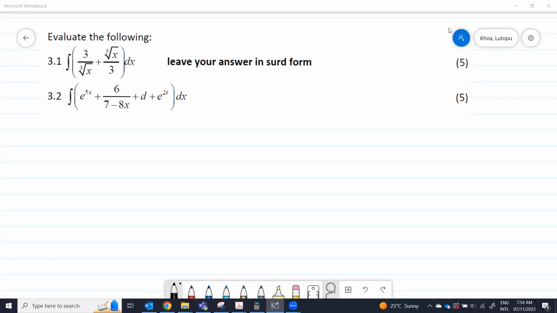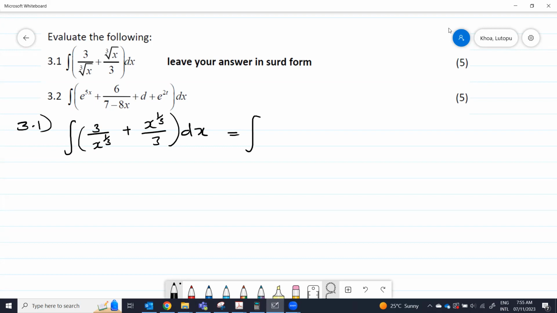Okay, for the last question, 3.1, we have some integrals to evaluate. We have the integral of 3 over the cube root of x, which I can write as x to the power of 1 over 3, and then I have x to the power of 1 over 3 dx. Okay, so rewriting this again, I have the integral of 3x to the power of minus 1 over 3 plus 1 over 3 times x to the power of 1 over 3 dx.